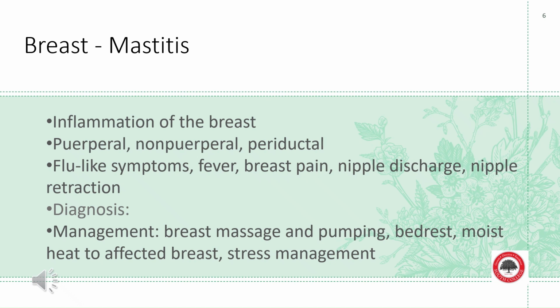Mastitis is a general term that refers to inflammation of the breast. Puerperal mastitis or lactational mastitis is a cellulitis that develops after childbirth. The most common cause for puerperal mastitis is Staphylococcus aureus, which is a gram-positive organism, and can also be MRSA.